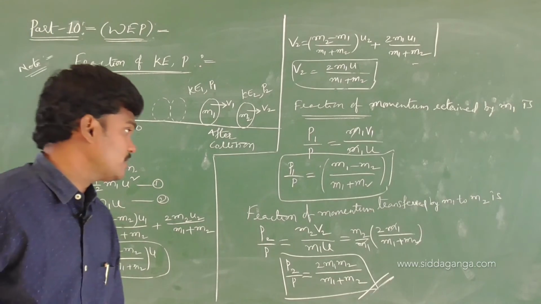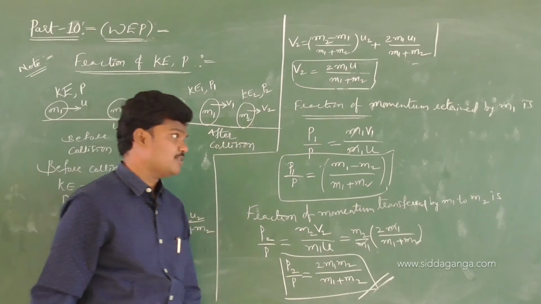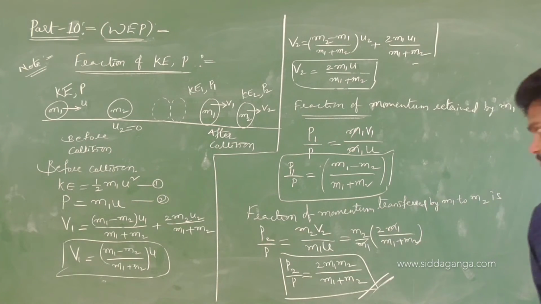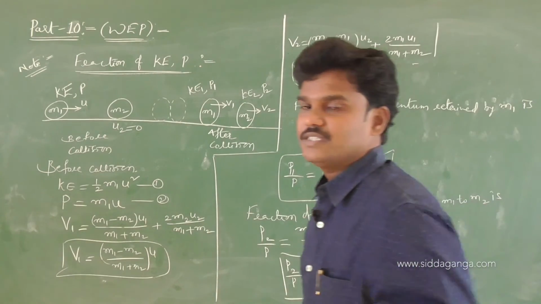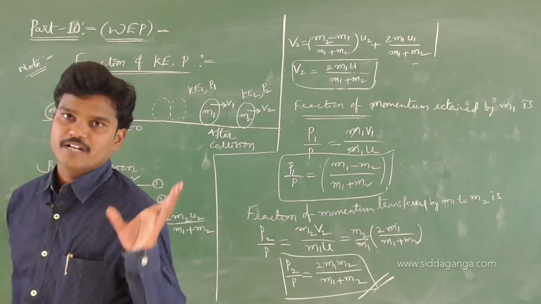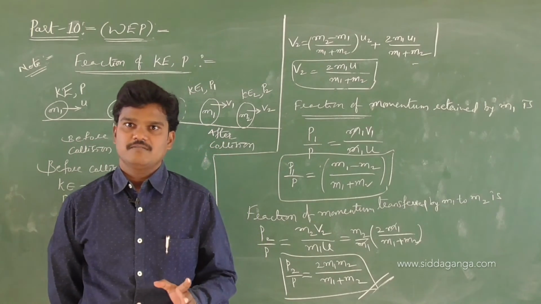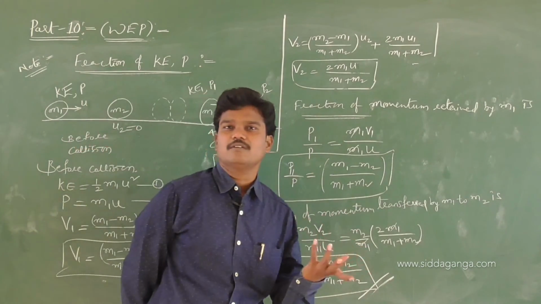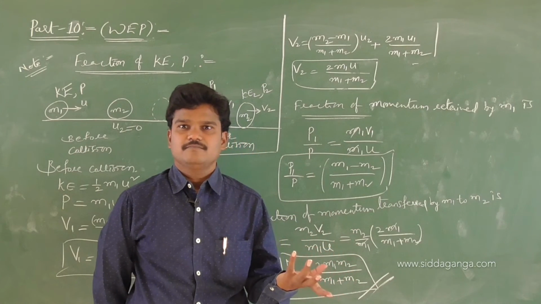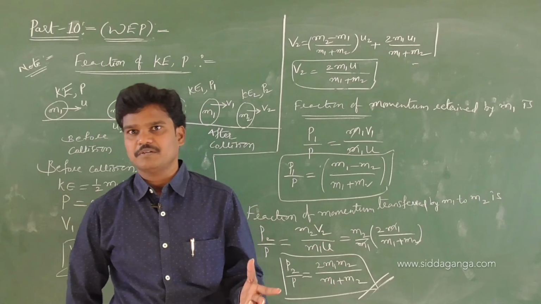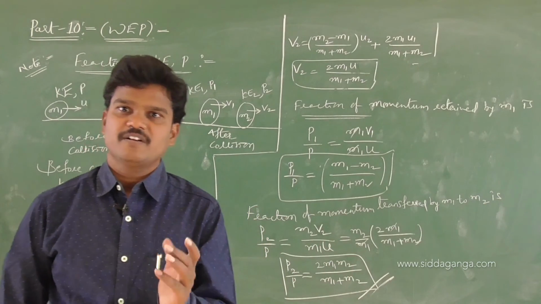Okay, how much did I get? Fraction of momentum transferred by M1 to M2: P2 by P, I got it as 2 M1 M2 by M1 plus M2. This is the fraction of momentum and fraction of kinetic energy in case of elastic collision. There is no loss of energy, no loss of kinetic energy, and no loss of momentum because the collision is perfectly elastic.